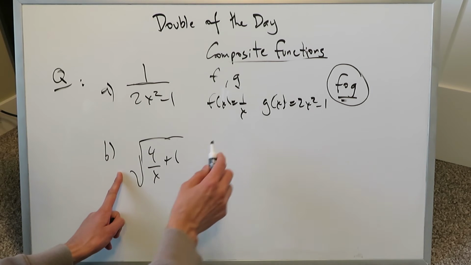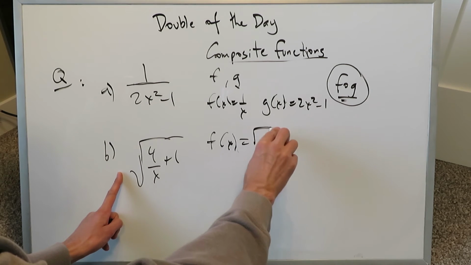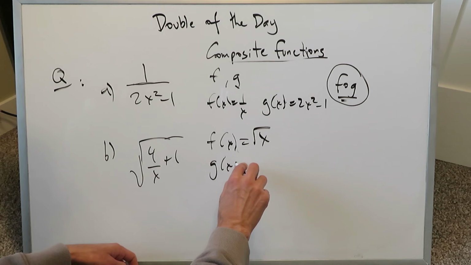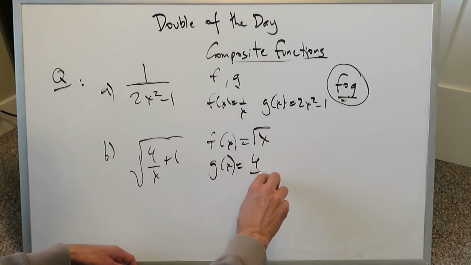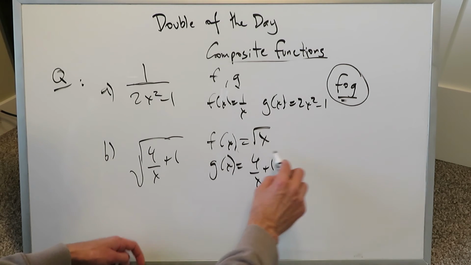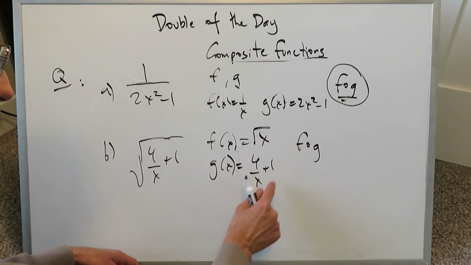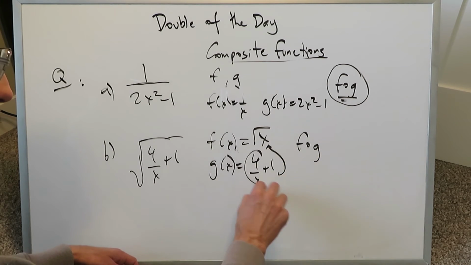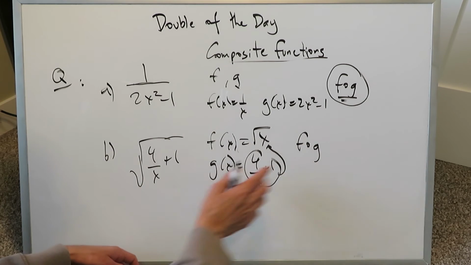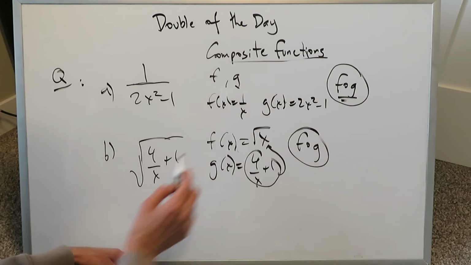There are usually multiple ways of doing it. Let f of x be root x, and then g of x can be 4 over x plus 1, and what you're really looking at is f of g, meaning this entire function g of x fed right into here. All of this fed into here, and you got this. So that's what you're looking at right over here.